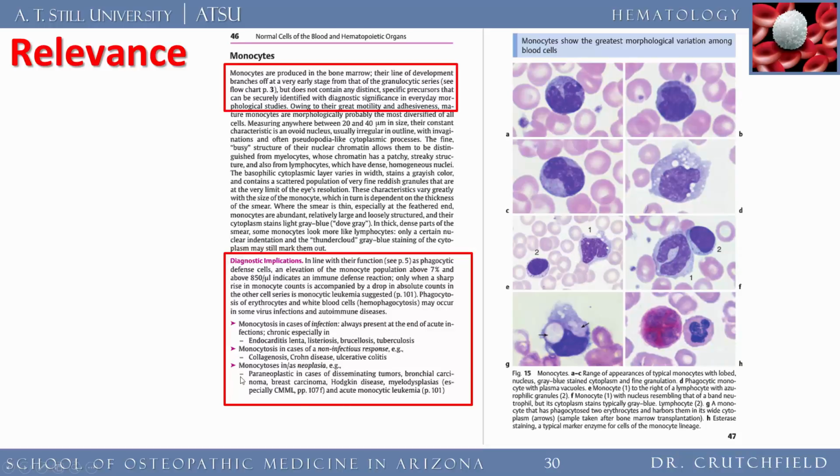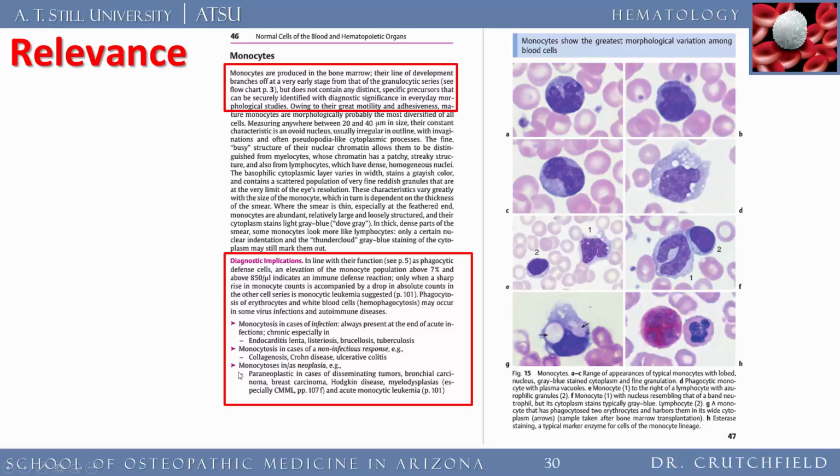So why do we care? Well, we've already spoken about monocytosis in cases of infection, always present at the end of an acute infection or in chronic infections like endocarditis. You can also see it in Crohn's disease and ulcerative colitis. These are two diseases of the intestine, the colon, the small bowel. Crohn's disease can occur at the small bowel or the colon. Actually, it can occur anywhere in the GI system. Ulcerative colitis is only in the colon, but these are chronic diseases. So someone who has a chronic long-term disease, you're going to see this monocytosis.